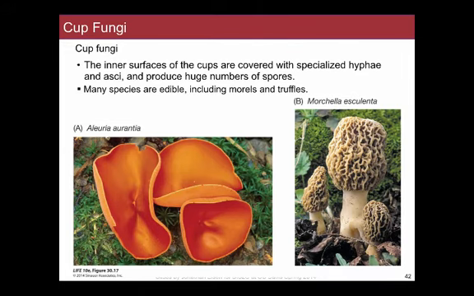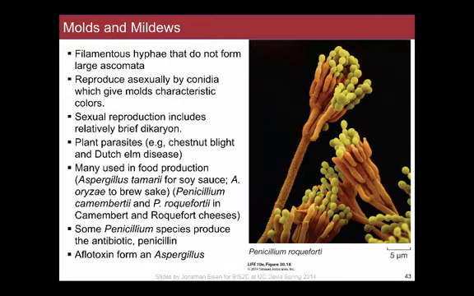Other members of the Sac Fungi group include these cup fungi, which includes many ones that people like to eat, like morels and truffles, and these do have the dikaryon stage of the life cycle. Molds and mildews are also in this lineage. Many of the members of this group are filamentous, that is, when the hyphae are growing, they don't necessarily form large mushroom-like structures, but just filaments. These ones reproduce by forming these conidia, and those conidia can have very distinct colors. That's frequently how we recognize many of them, by the colors of these conidia.